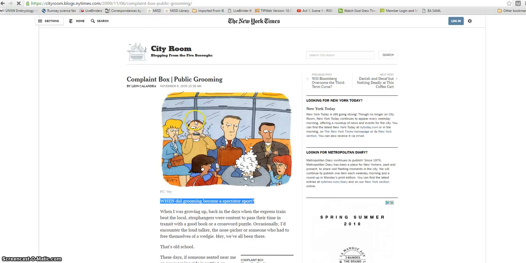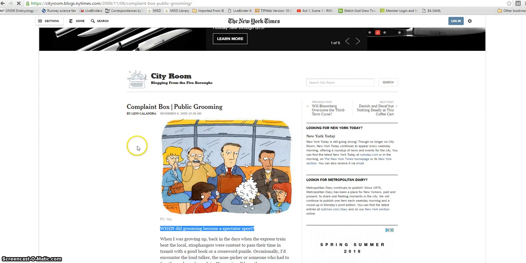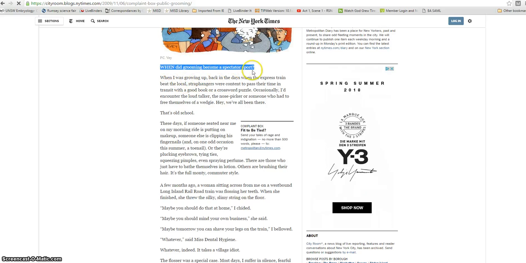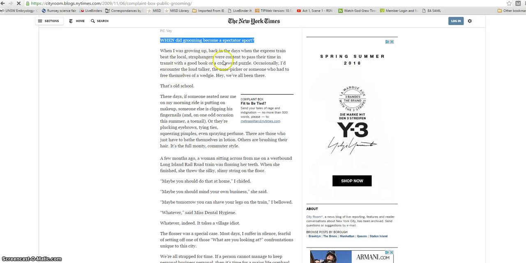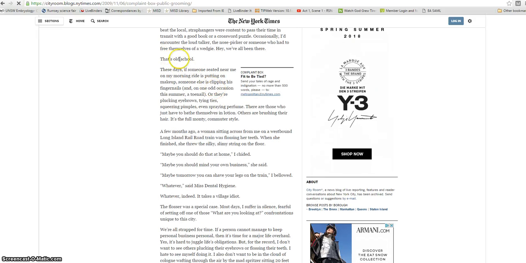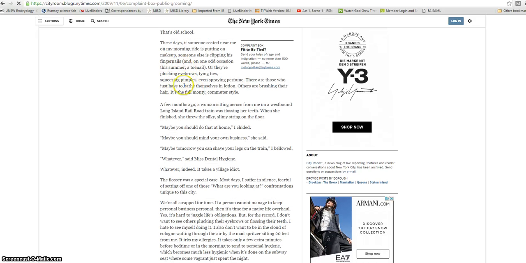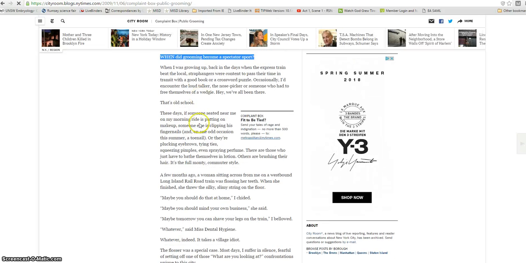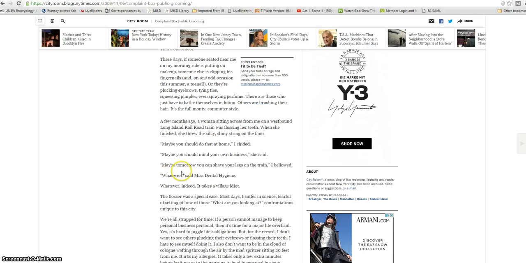Okay, she is comparing, is it she? Leon is comparing grooming to a sport, a spectator sport. And so that makes this question more acceptable and a little bit more interesting. And then she talks about her past. This is a flashback when she's talking about how people used to behave on the trains. You know, they would read or work a crossword puzzle. And now, that's in the past, and now people are getting ready. They're putting on their makeup, they're clipping their fingernails, they're flossing their teeth, they're shaving. And so she gives us some nice background information about the topic, which is public grooming.